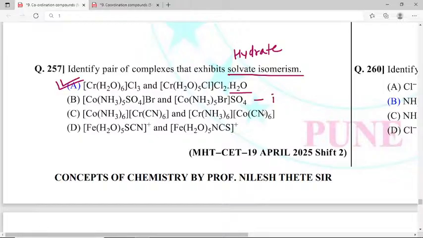Second type is ionization isomerism. Third type is coordination. Fourth type: SCN, NCS. This is called linkage type. So all the four types of isomerism have examples present here. Option A, hydrate. Option B, ionization. Option C, coordination. And option D, linkage.